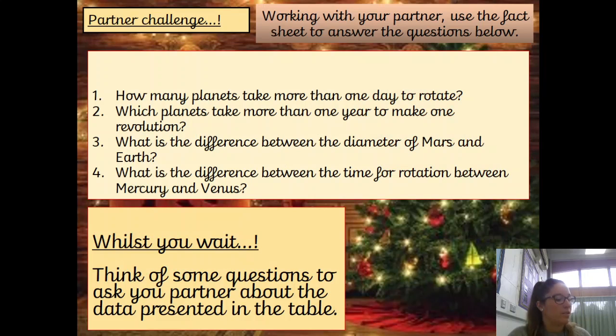Okay, so now you've got a partner challenge. Working with your partner, you need to use the fact sheet to answer the questions below. On the resources, you've got one of these, and it tells you all about planets, the time for the revolution, the diameter and the time for the rotation. So you need to have a look at that fact sheet, pause the video, have a look to see if you can answer these questions, and then come back to the video when you're ready to move on.